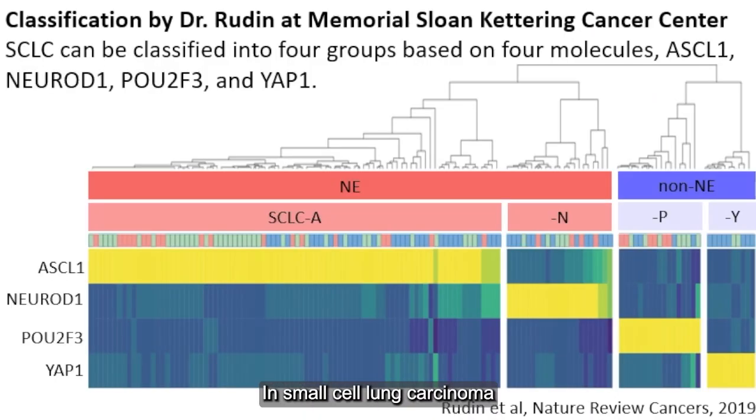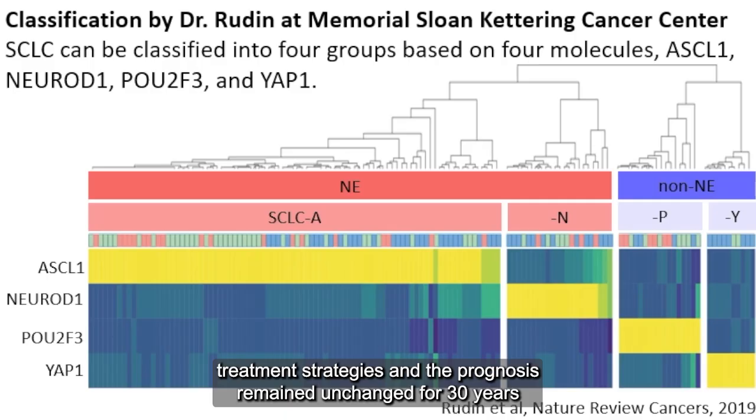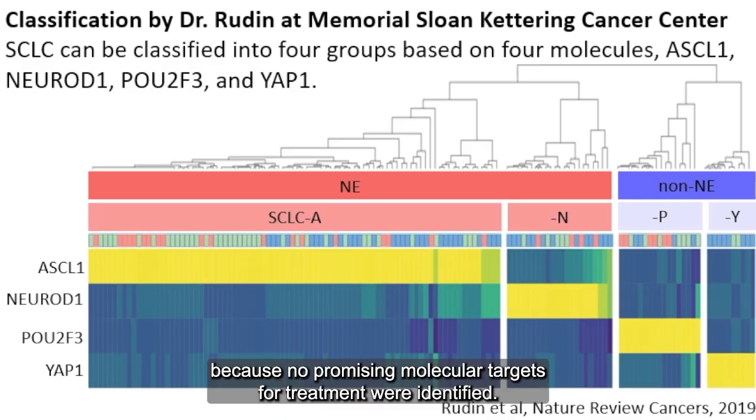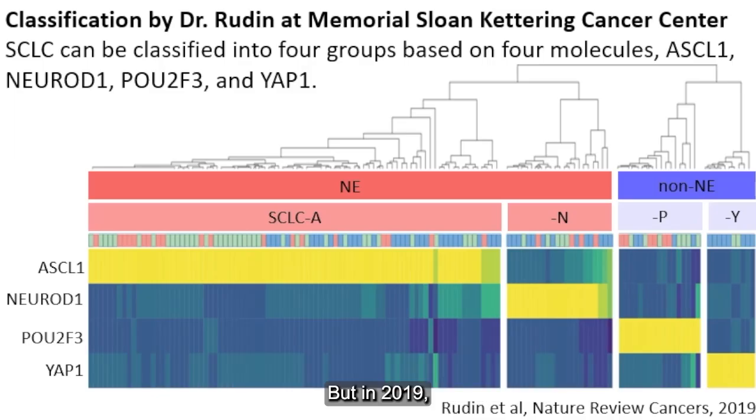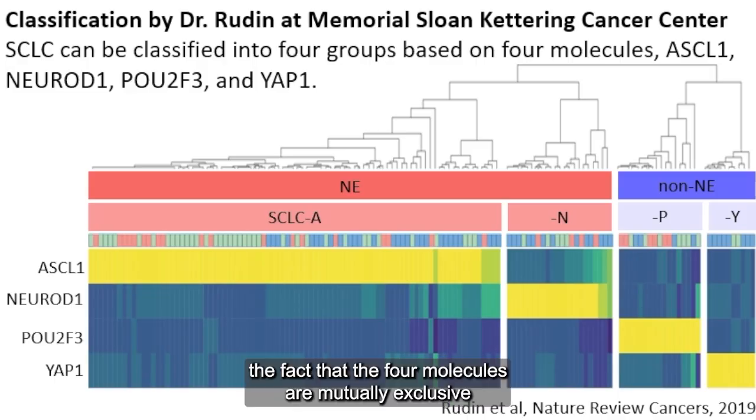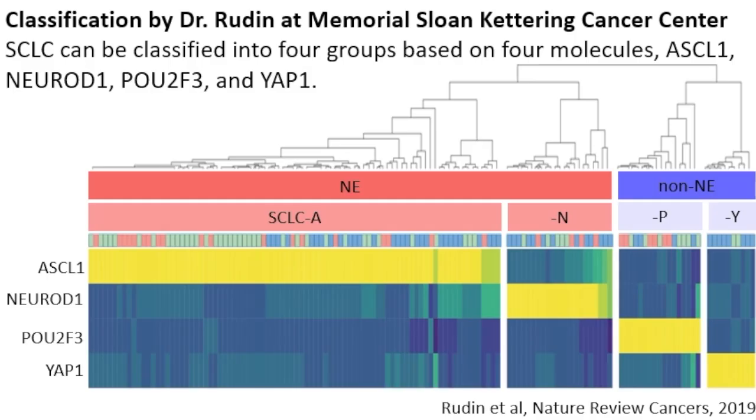In small cell lung carcinoma, treatment strategies and prognosis remained unchanged for 30 years because no promising molecular targets for treatment were identified. But in 2019, Rudin reported that SCLC can be subtyped into 4 groups by 4 molecules: ASCL1, NeuroD1, POU2F3, and YAP1, based on genomic data of primary SCLC samples and cell lines. The fact that the 4 molecules are mutually exclusive means that each molecule is important for each subtype.